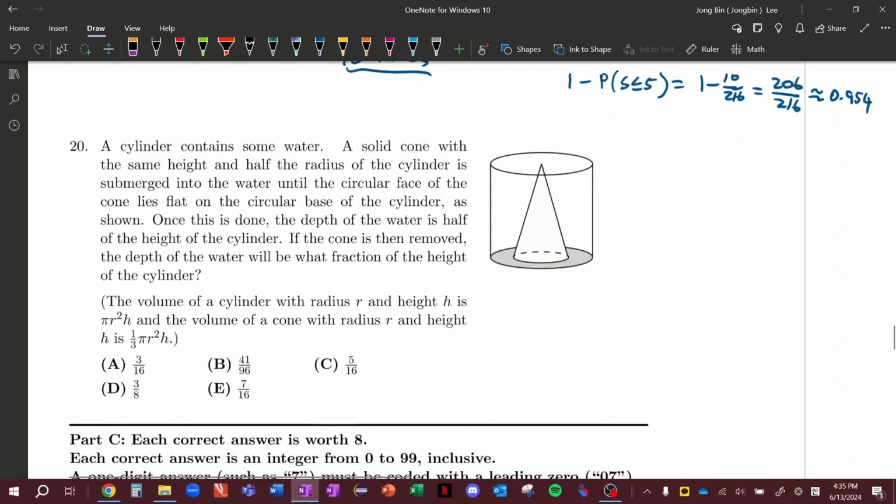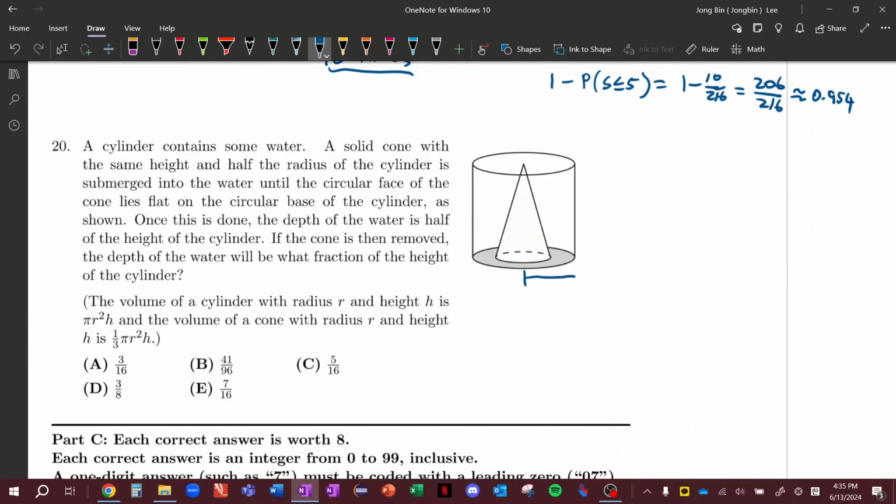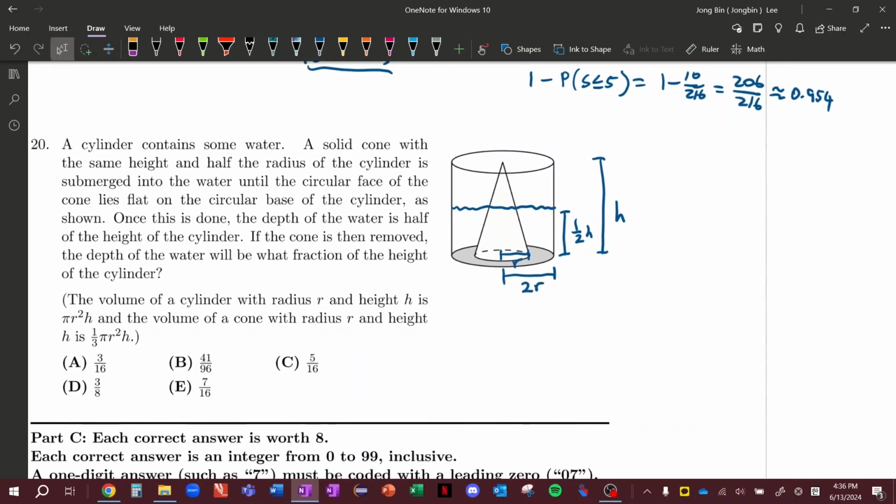So if we set the radius of the cylinder as 2r, we know that the radius of the cone is just r. And right now, the water is filled halfway, so this would be 1 over 2 h. Well, this whole thing would be h. So when the cone is removed from the cylinder, the water would obviously decrease, and it would decrease by the volume of this little cut-off cone.